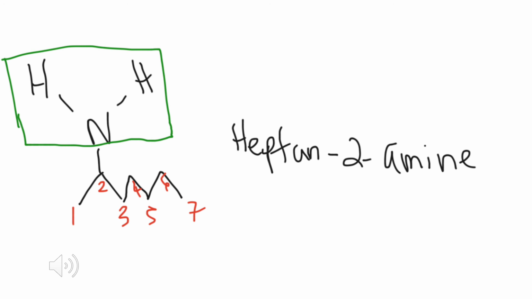So the highlighted box in green displays the 2nd carbon, the carbon we have in our amine group. So it would be heptane-2-amine.